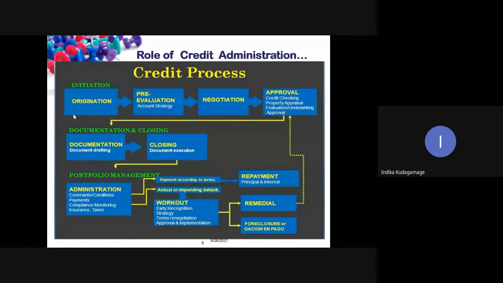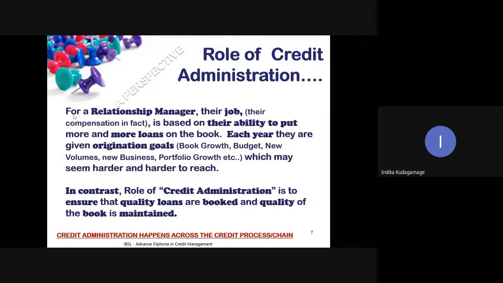From there onward, the credit admin function starts: documentation, document signing, then covenant conditions, payments, compliance monitoring, settlements. Everything comes under credit admin. The relationship manager's job is to bring more loans to the table. We credit people or the front end are evaluated based on the number of loans or portfolio growth. Whereas the credit admin or backend function is about the quality of loans and the quality of the book. Quality of the loan and maintenance of our portfolio's quality is the main function of credit admin.